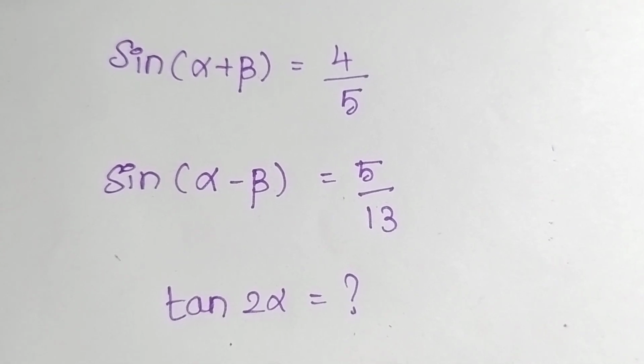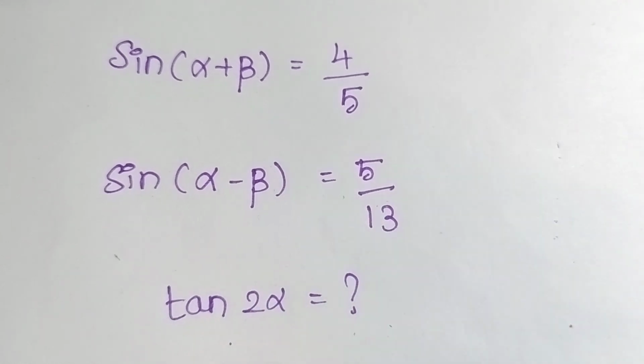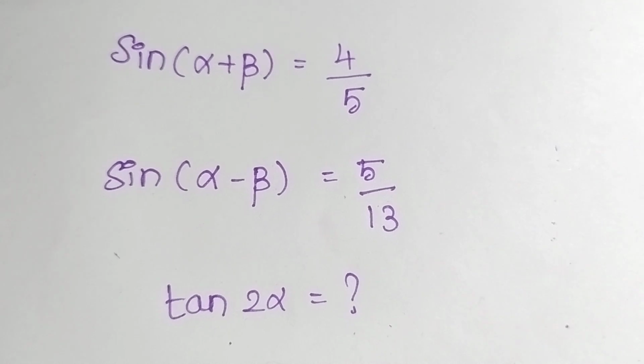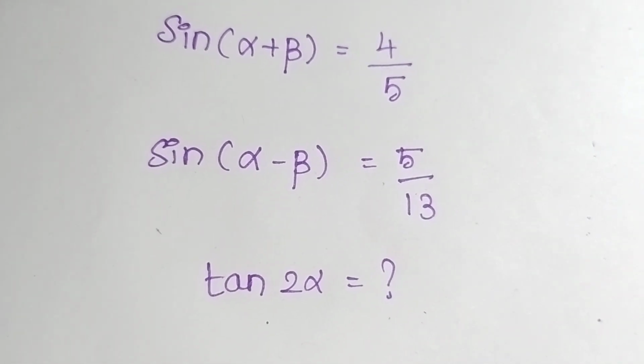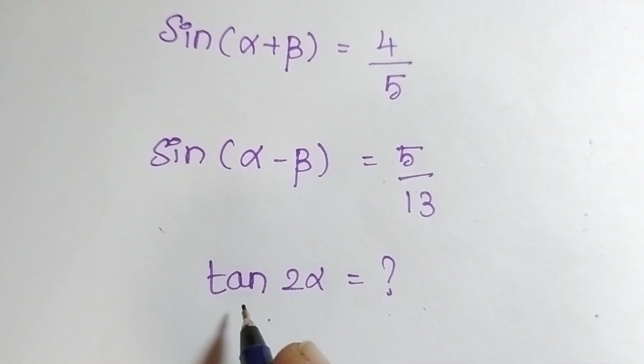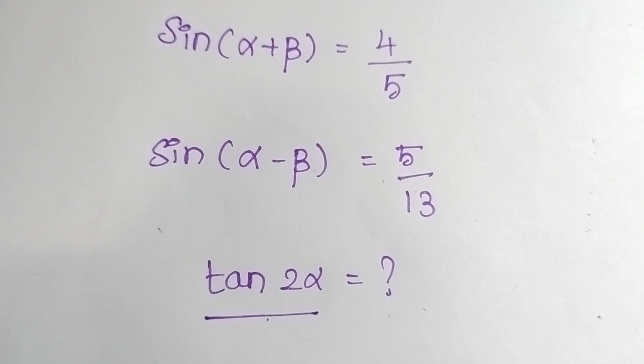In today's class they have given the sine value of two different angles and they ask us to find tan 2 alpha. So for that, first of all I'm going to take tan 2 alpha.